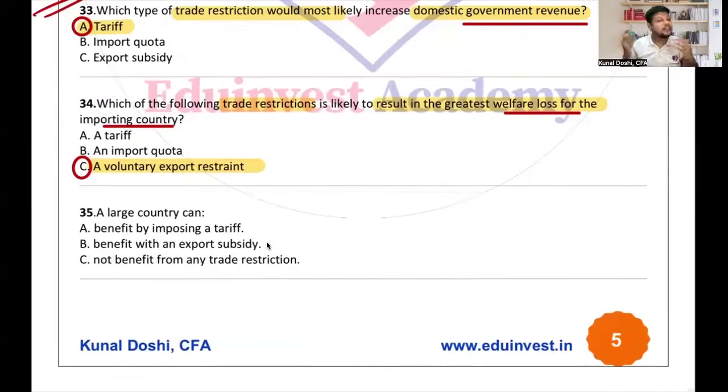That is the greatest welfare loss. Why? Because in that you don't make any money. In tariff and quota, at least you get something.